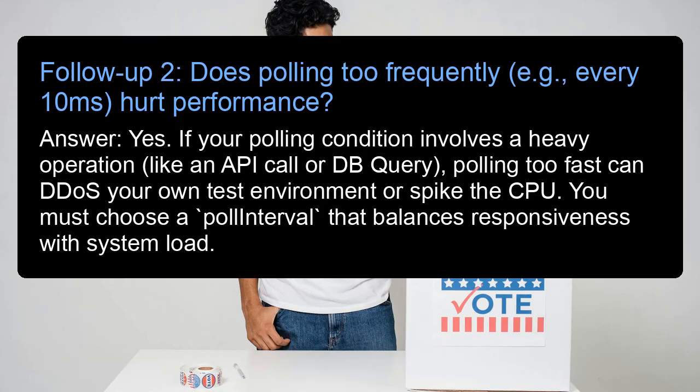Follow-up 2. Does polling too frequently, for example, every 10 milliseconds, hurt performance? Answer: yes. If your polling condition involves a heavy operation, like an API call or DB query, polling too fast can DDoS your own test environment or spike the CPU. You must choose a poll interval that balances responsiveness with system load.